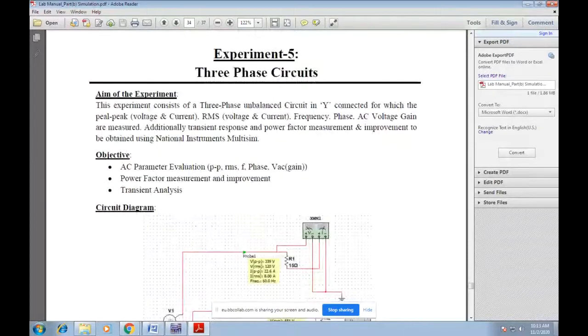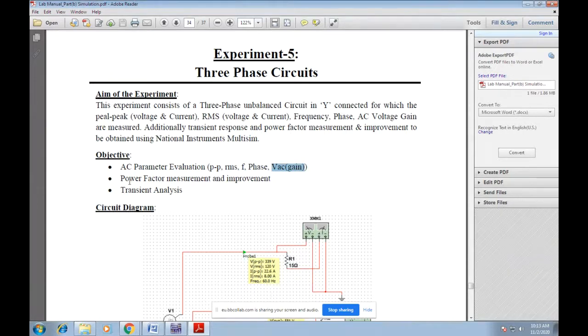As I mentioned, here are the AC parameters. Part A is AC parameter evaluation. We will determine the peak-to-peak voltage, peak-to-peak current, the RMS voltage, RMS current, the frequency, the phase, and the AC voltage gain.